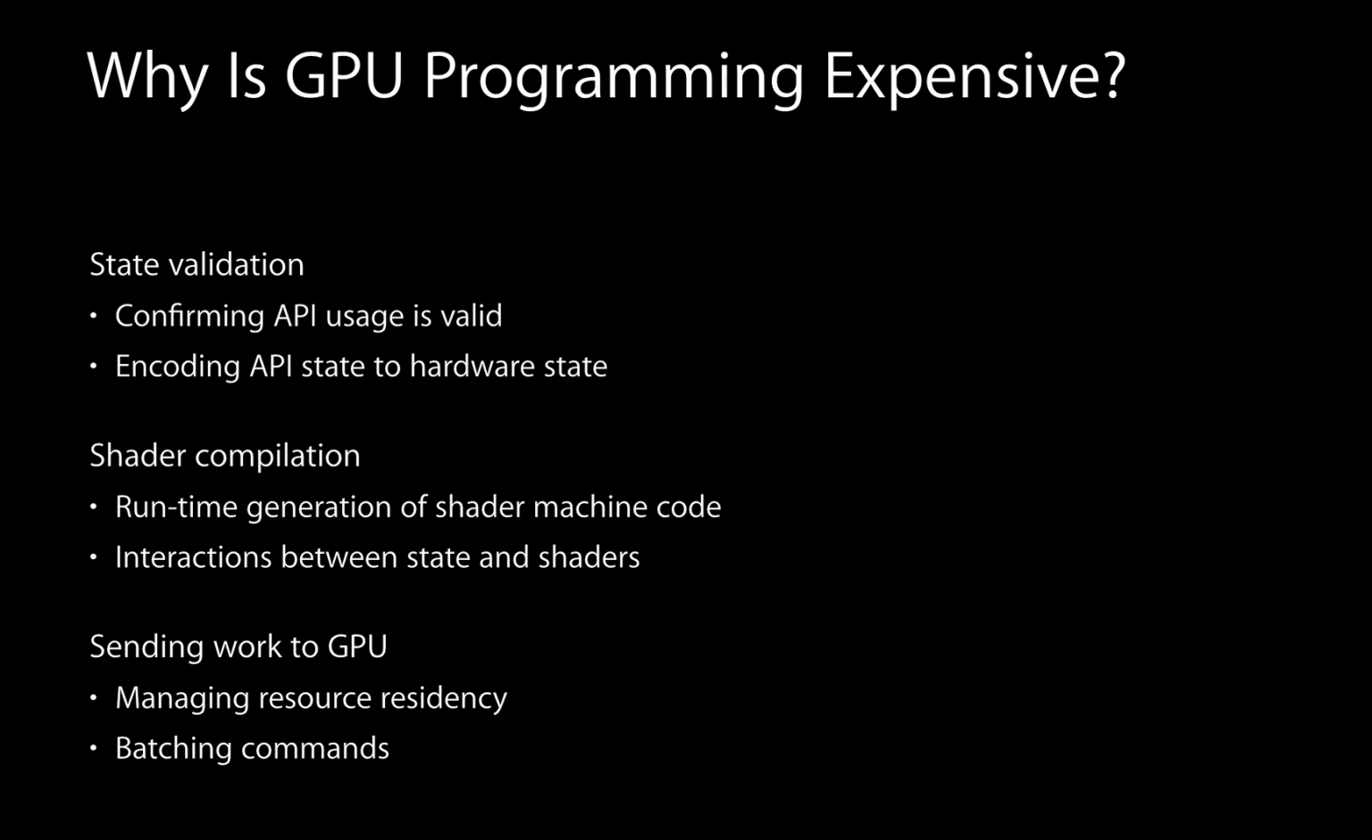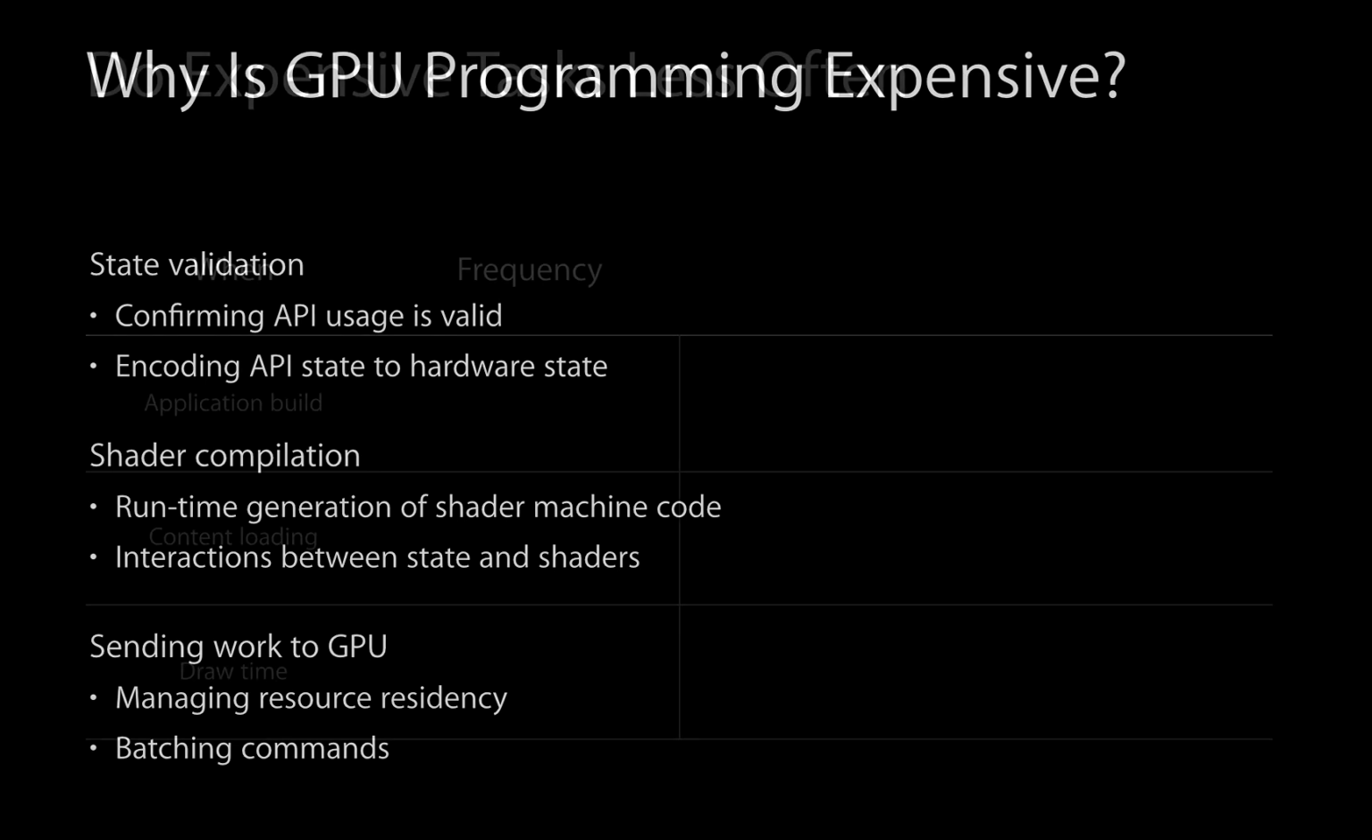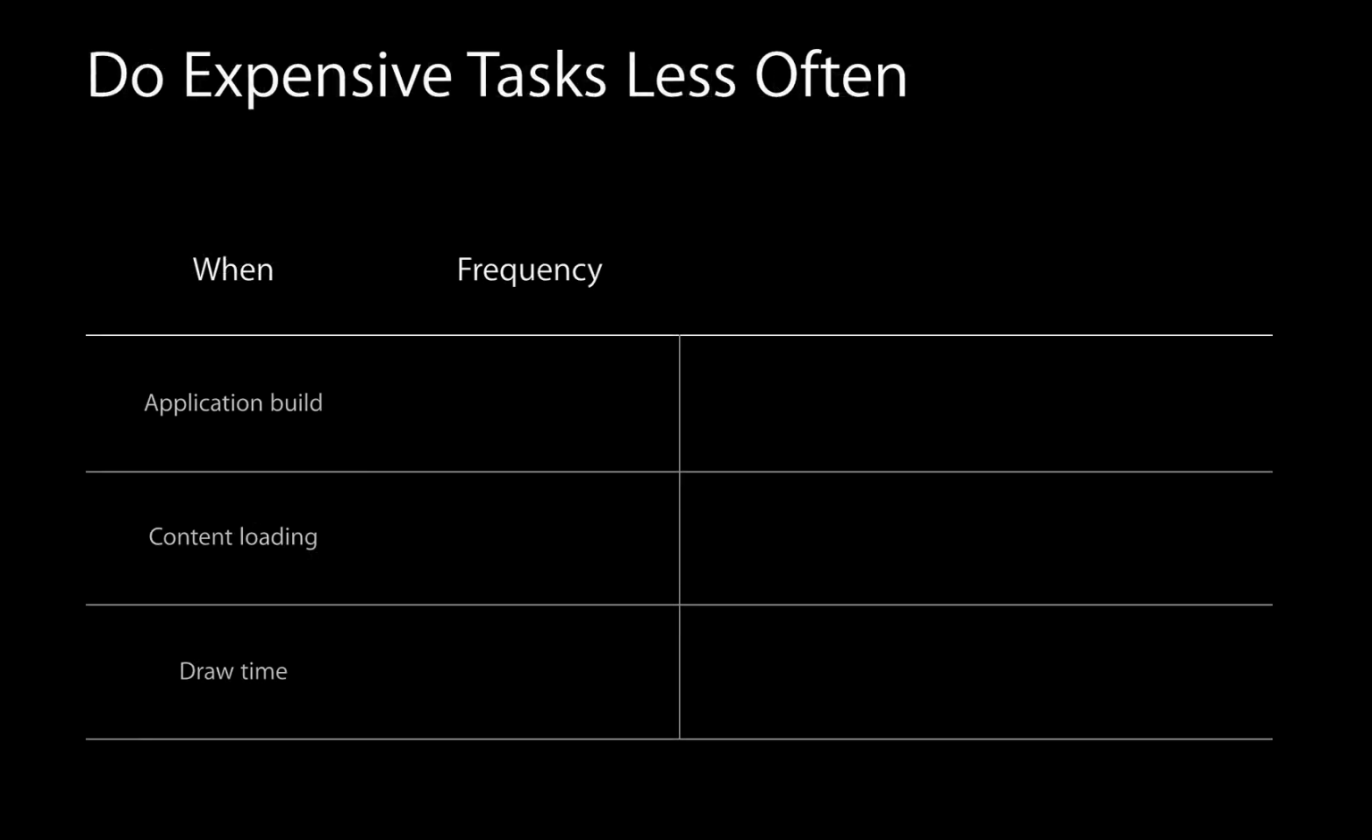So we wanted to fix these three key areas of expense for GPU programming. To do that, we thought about three occurrences in the application lifecycle to focus in on. There's the application build time, there's when you're loading the content for your game, and then there's when you draw. And they occur at different frequencies.